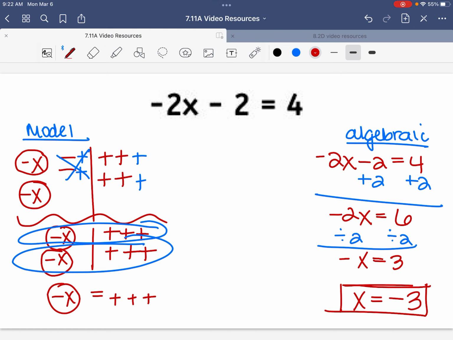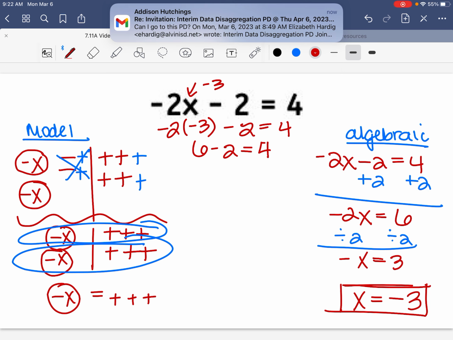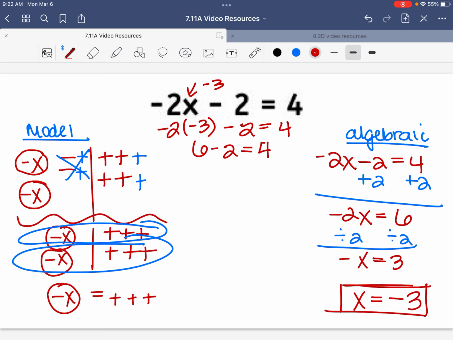So again, I want to plug this in and I want to check my solution. So I'm going to plug in a -3 where x is. So -2 times -3 and then -2. Does that equal 4? Well, I know -2 times -3 makes a +6. -2 will equal a +4. 6 minus 2 is 4, so we have solved it. And we have checked it.